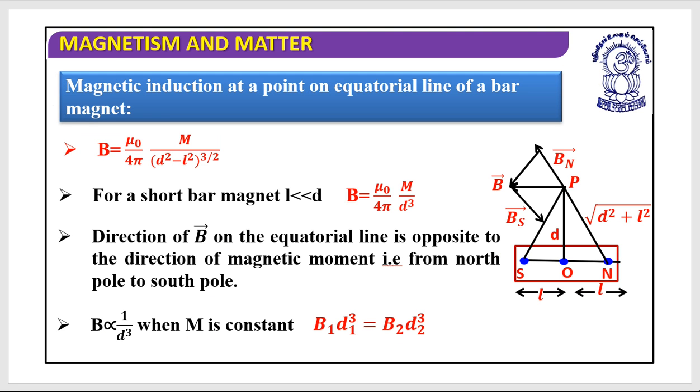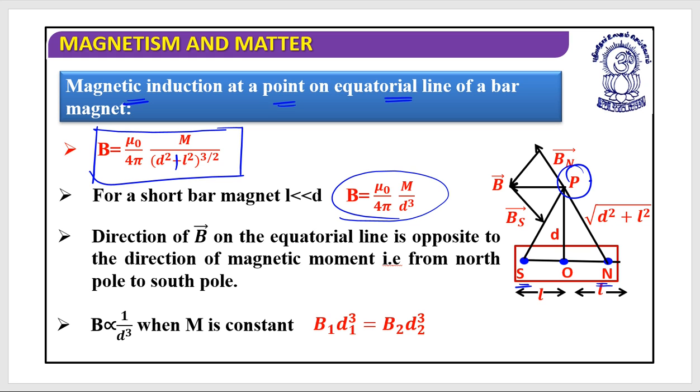Great. Next, magnetic induction at a point on the equatorial line of a bar magnet. Let's suppose this is the south pole, this is the north pole, and you want the magnetic field at point P, which is on the equatorial line. If I want to derive it, I have B is equal to mu naught by 4 pi multiplied by m upon (d square plus l square) to the power 3 by 2. And if it is considered a short bar magnet, then that could be written as B is equal to mu naught by 4 pi into m by d cube.